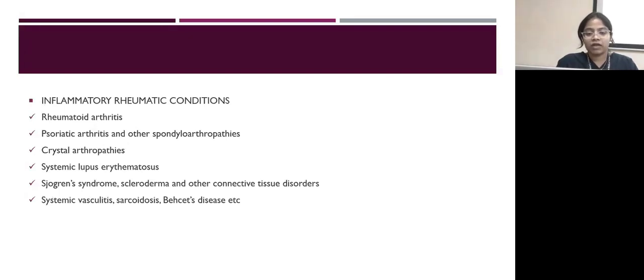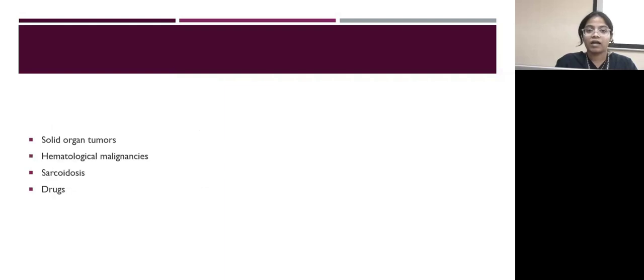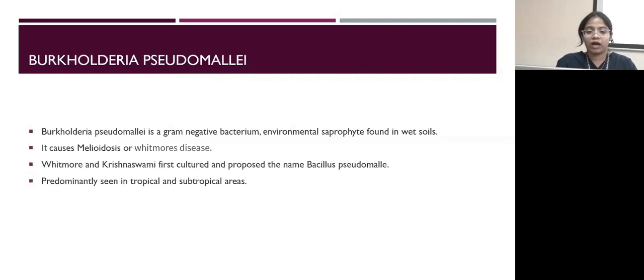Other inflammatory rheumatoid conditions that were considered that can cause polyarthritis are rheumatoid arthritis and psoriatic arthritis, crystal arthropathies, and SLE, in which we have considered the possibility of SpA, but other conditions are much unlikely. And other causes like solid organ tumors, hematological malignancies, sarcoidosis, and drugs can also lead to polyarthritis.